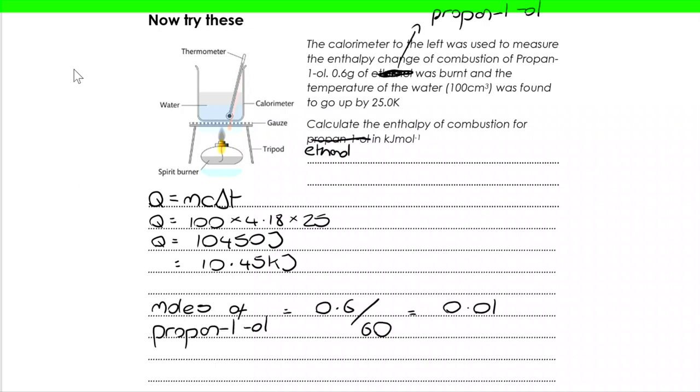Propan-1-ol, I've got 0.6 grams. I have an MR of 60 when I actually add up the atomic masses. That tells me I've got 0.01 moles. So my kilojoules per mole is 10.45 kilojoules divided by 0.01 moles, and I get 1,045 kilojoules per mole.